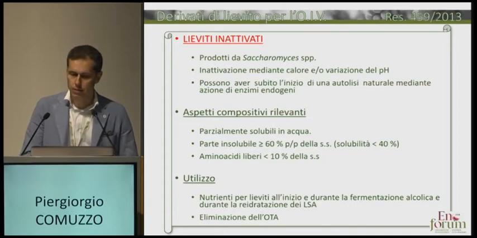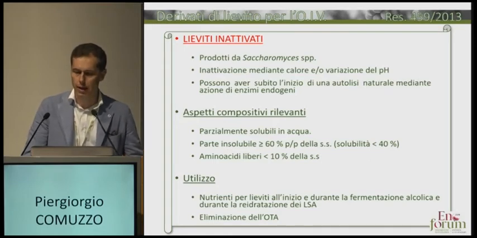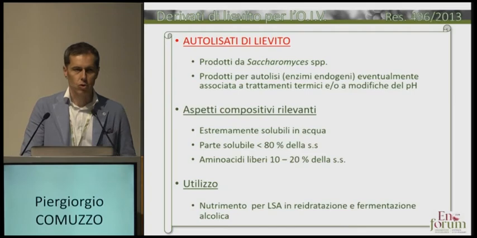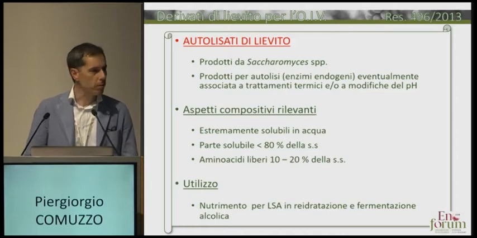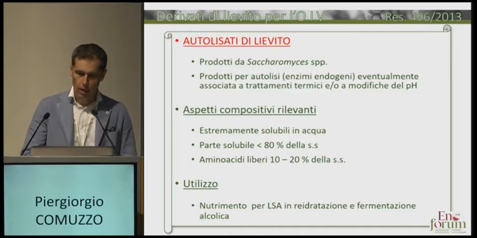Well, if we want to, we can obtain lysates that are products of autolysis associated to thermal treatments. They're very soluble in water. The soluble part goes up to 80%, and they have a quantity of free amino acids which is higher, up to 40% of dry substance, and this is the typical nutrients for yeast in alcoholic fermentation and rehydration. So these products have a different identity, they have different features.